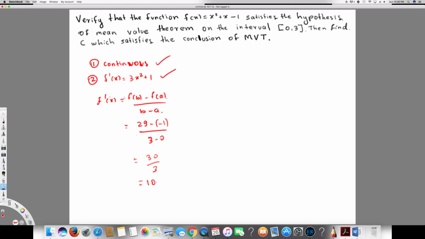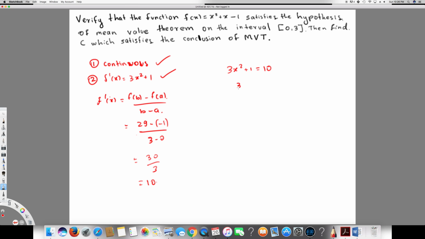So this is the equation for f prime of c. Now we have to equate it to this derivative. The first derivative is giving us 3x squared plus 1. Our purpose is to find this x, that's going to be the real root, right? So what I have to do is equate this 10 to this equation, so it's going to be 3x squared plus 1 is equal to 10.